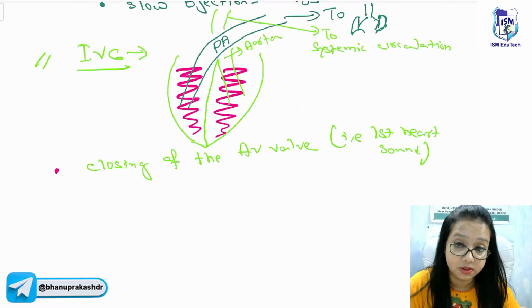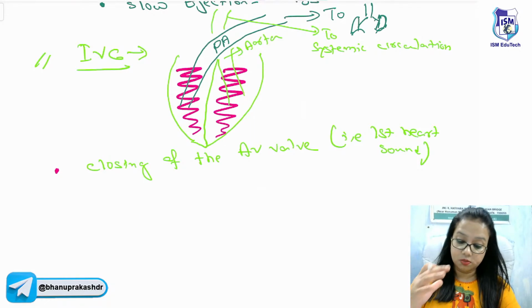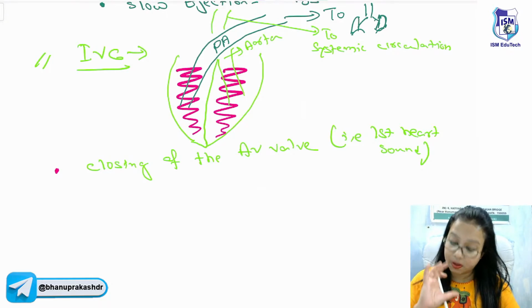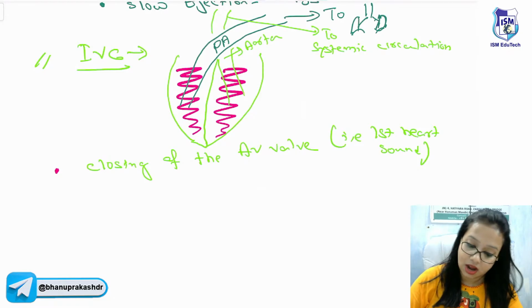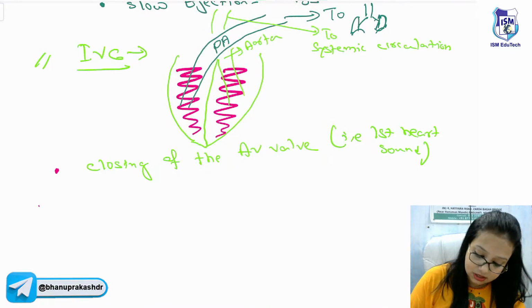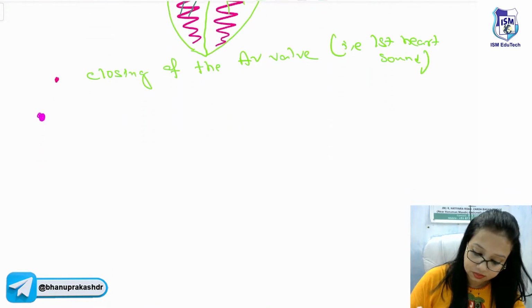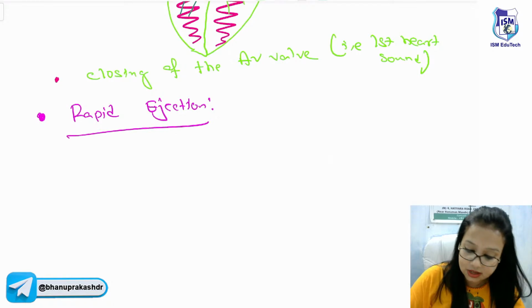So point to remember, before the filling stage started, we heard the second heart sound because of the closure of the semilunar valve, and before the pumping of the blood started, at the beginning of the contraction of the ventricle, we heard the first heart sound because of the closure of the AV valve. Now, after that, what happens? After that, what follows is the rapid ejection.